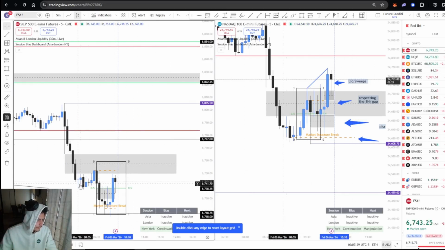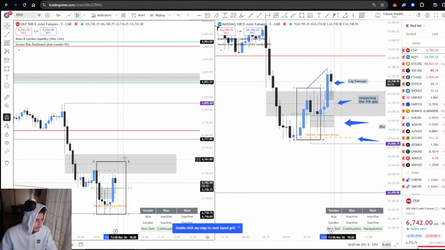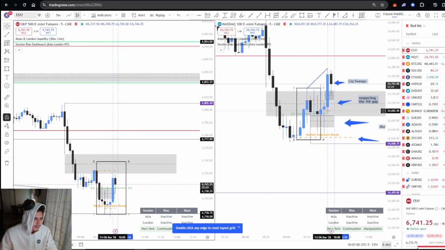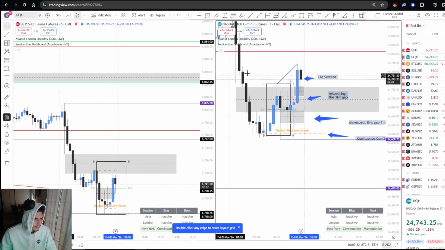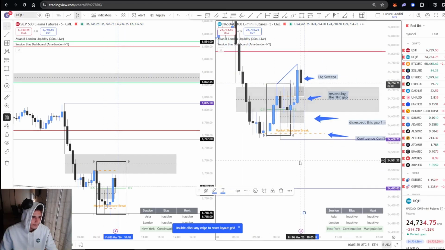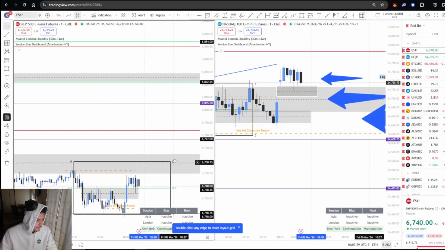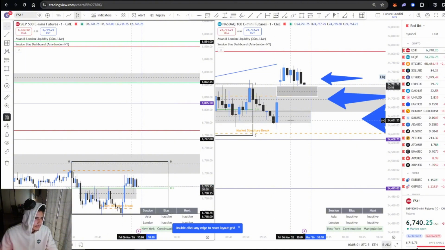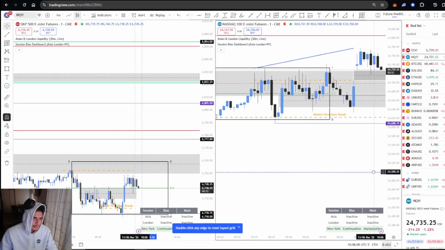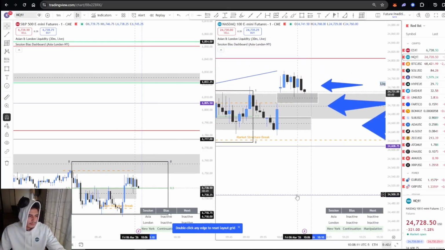Oh shit, why am I looking at both at the same time? Yeah, ES did not disrespect the fair value gap, but Nasdaq disrespected the fair value gap and it's just pushing back up. And then we have this 1 minute fair value gap right here. That's still undecisive, so we're just accumulating, bro. That's just accumulation right there, not gonna lie.